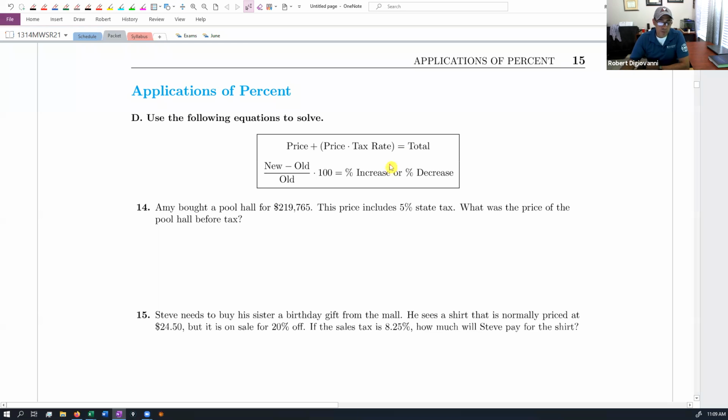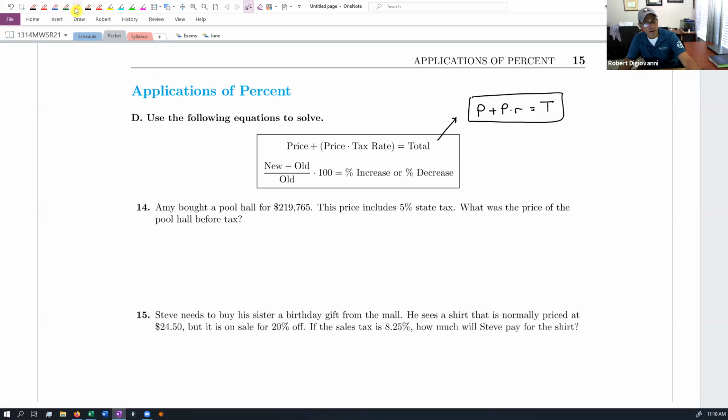So the first formula is how to figure out the total if you have to pay tax on something. You have the price that it's being sold for, plus the price times the tax rate, and that will give you the total that you're going to pay. So that's our first formula. Sometimes we write this formula like this: P plus P times R equals T. So price plus price times tax rate equals T.